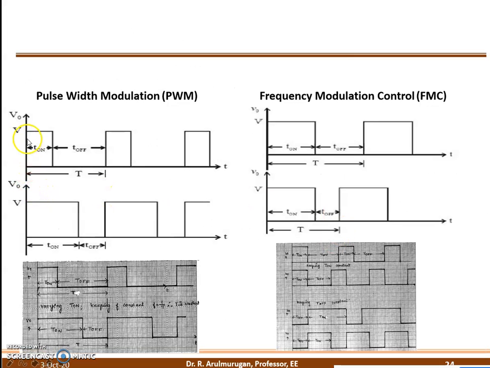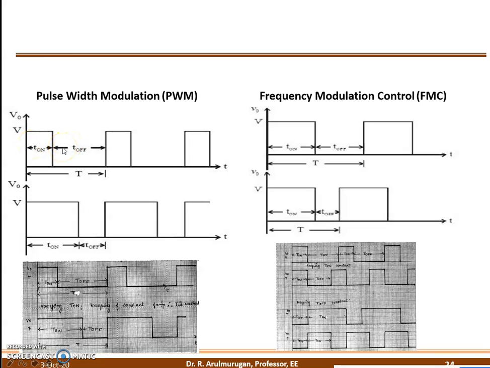See here, there is an on time and an off time. So what is the total time? It is the combination of on time plus off time, or simply T on plus T off. That is called T. T is equal to T on plus T off. So pulse width modulation means that T does not change. T never changes. Either the on time or the off time changes.